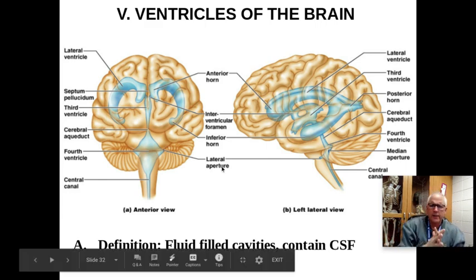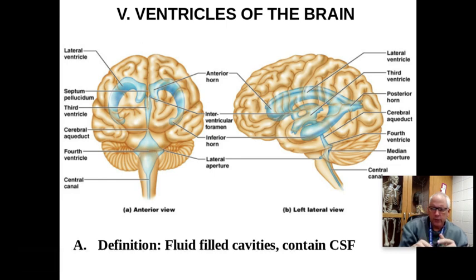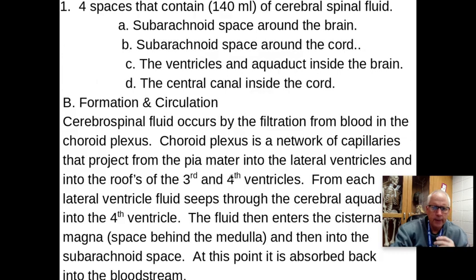So your brain is not solid. When you dissect it and you look at it, you'll see spaces in there. We call those ventricles. It's like a ventricle in a heart. Okay. So I know that's a bunch of information. So let me break this down a little bit.